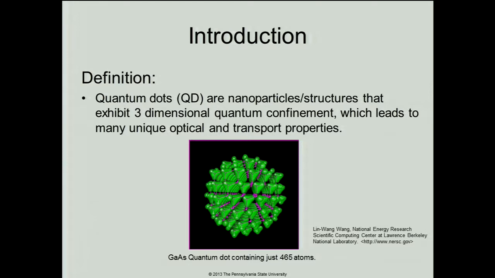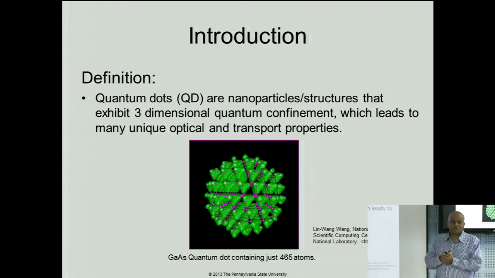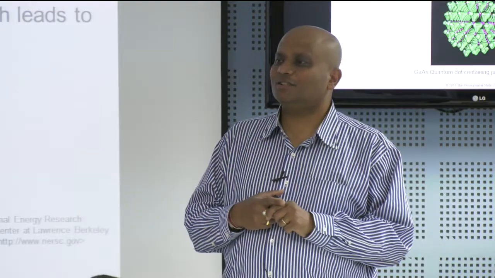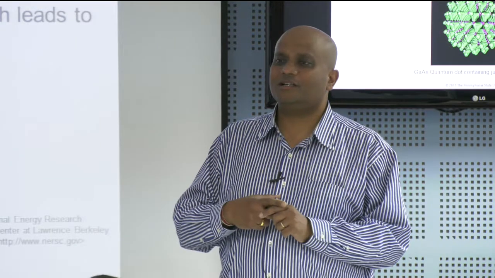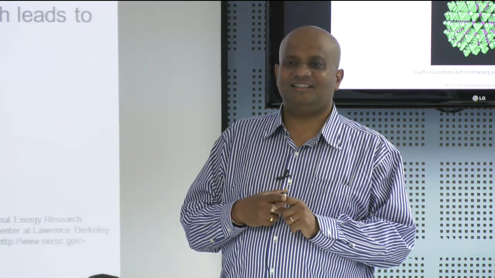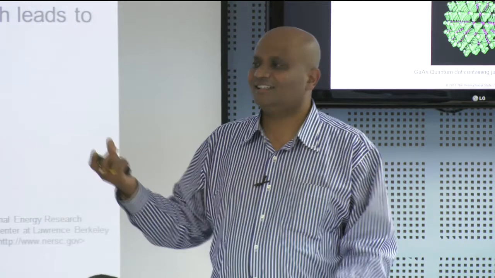So, again, we all know what a quantum dot is. Again, can I ask you the question, how is it different from a nanoparticle? We talked about it yesterday. Are all nanoparticles quantum dots? So, what is a quantum dot? What qualifies a nanoparticle to be a quantum dot? Yes, louder please.